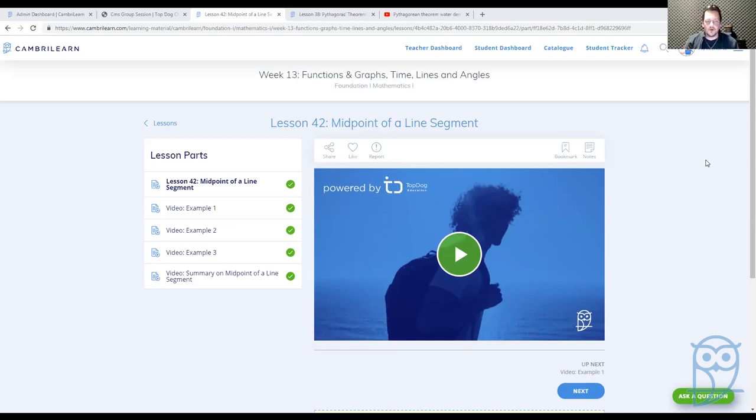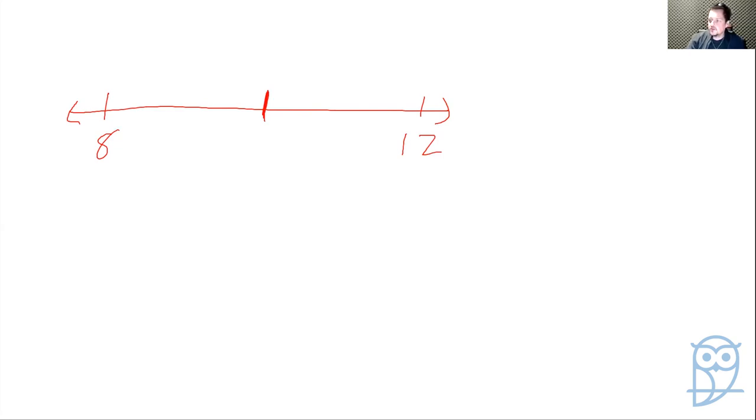Now, to calculate the midpoint of a line segment, it's actually very intuitive. So if you think about a number line, for example, let me do a different share for you guys. So if you have a number line, and I tell you that you have the number 8 there, and then the number 12 here. And I say to you, what is the midpoint between these two numbers? Hopefully, most of you will be able to get that.